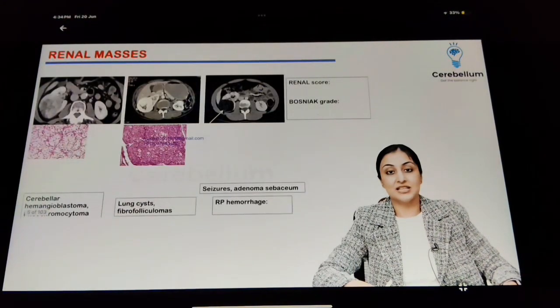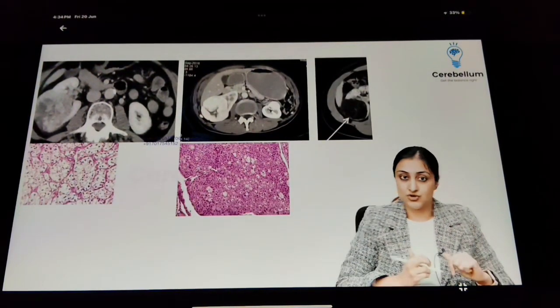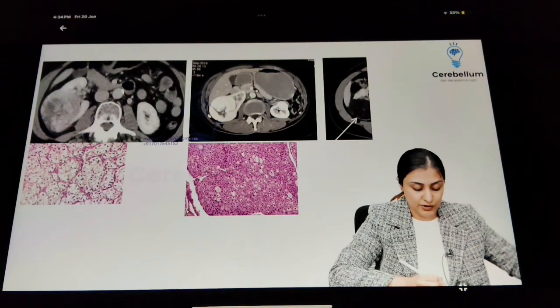Right? So this is all about renal cysts. Very important. Let's talk about renal masses now. So there are three main masses, three features, three syndromes. The first one, the right kidney, what do you see? You see that there is a very heterogeneous mass which shows a lot of necrosis within.